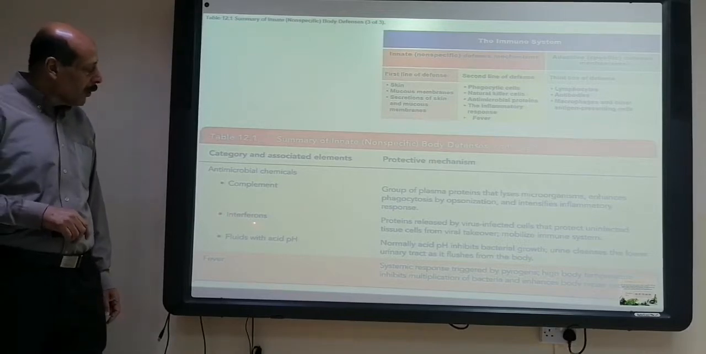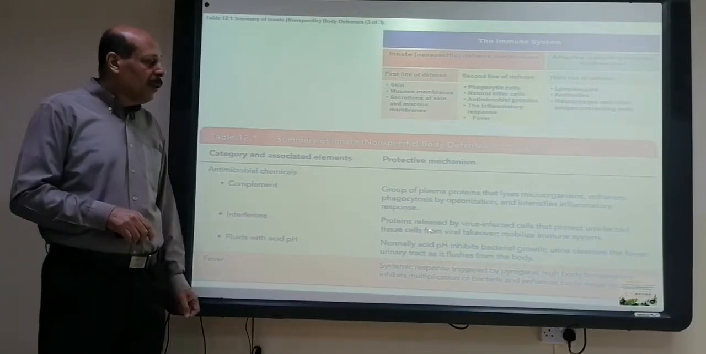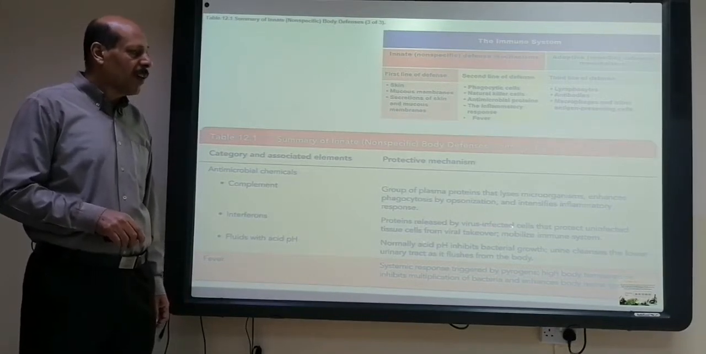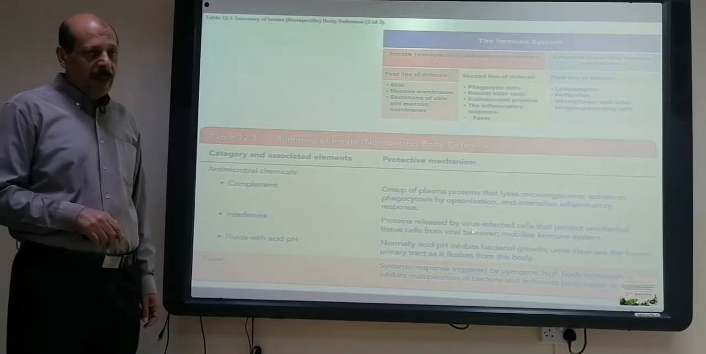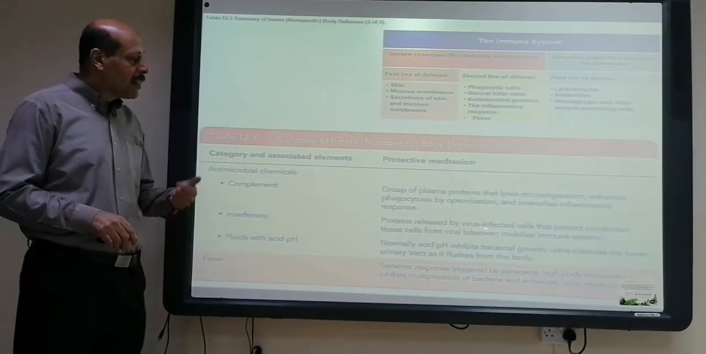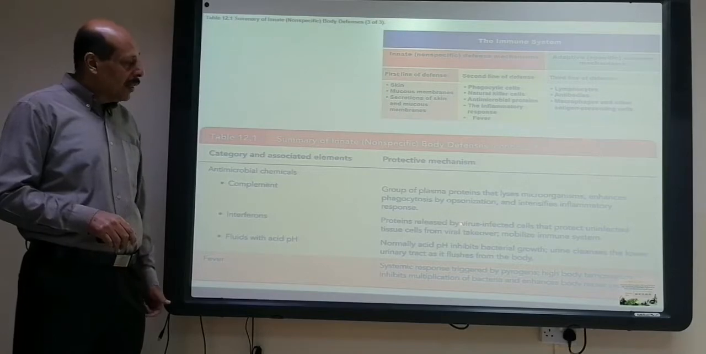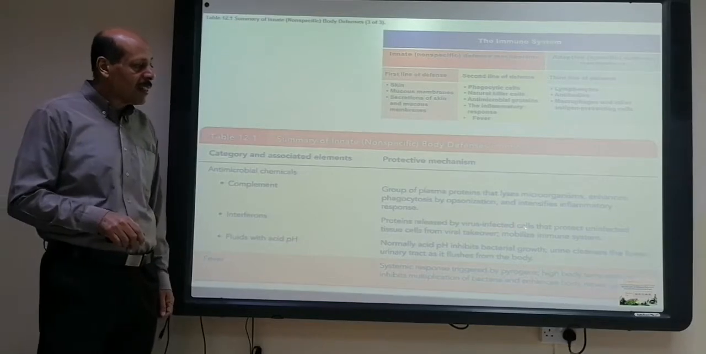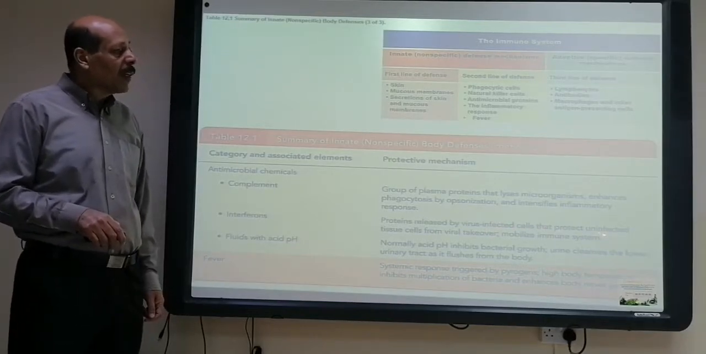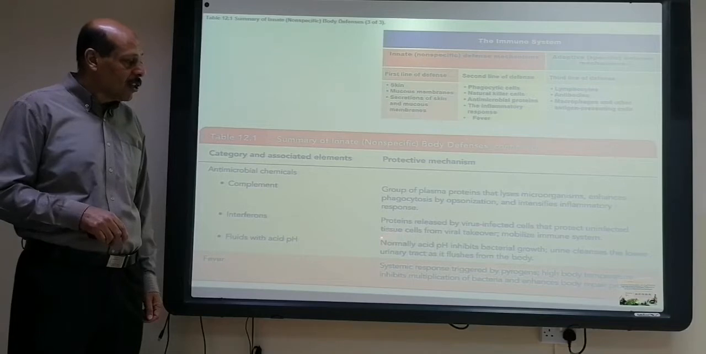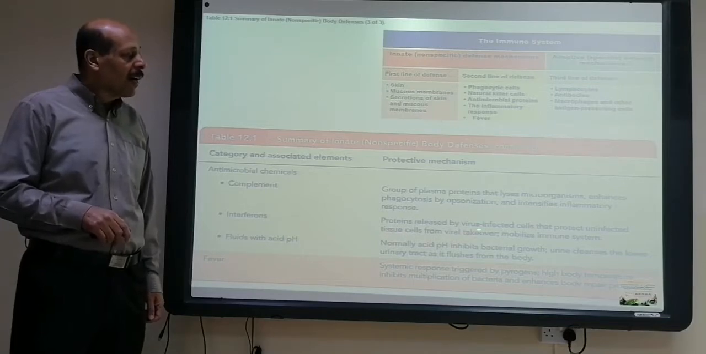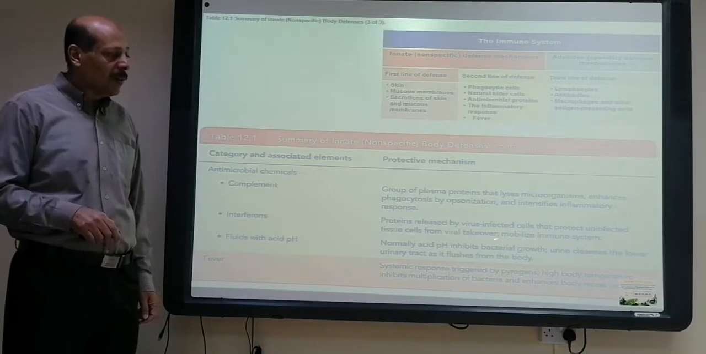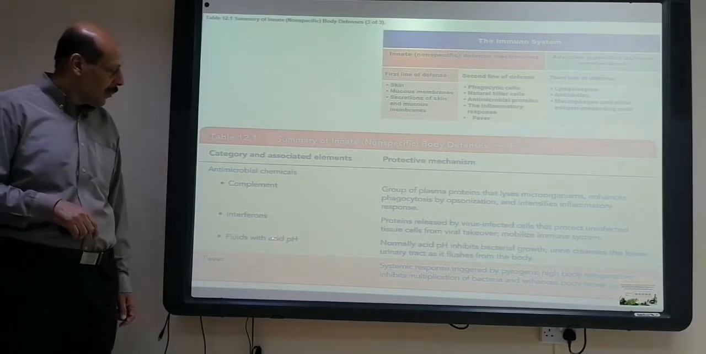The interferon also is a protein released by virus-infected cells. When a virus enters the body and infects a cell, that infected cell will release the interferon. So it is a protein released by virus-infected cells that protects the uninfected tissue cells from viral takeover and mobilizes the immune system. So it will enhance the immune system.